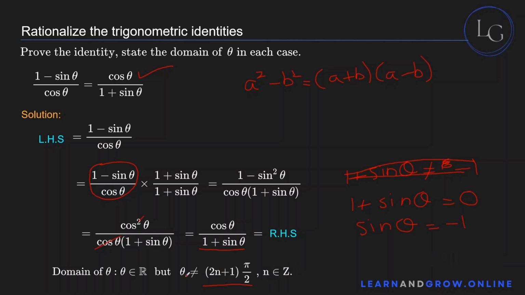any natural number, basically 1, 2, 3, 4, 5, 6, 7, 8. And once you plug in, say, 1 instead of n, that just becomes 3 pi by 2. The value of sine theta at 3 pi by 2 is minus 1. Similarly, when the value of n is 2, it becomes 5 pi by 2. And again, the value of sine theta is minus 1 at 5 pi by 2. So yeah.